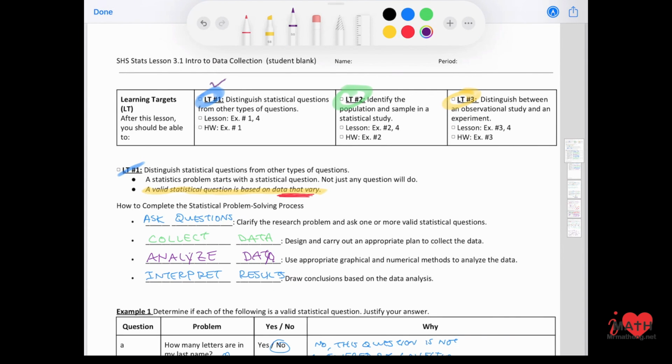Alright, so we did learning in collecting data. We talked about distinguishing statistical questions from other types of questions, right? We need something that varies. Number 2, identify the population and sample of the statistical study, so all versus some. And distinguish the observational study and the experiment, right? Is it just sitting there in the bowl, those little aliens in Toy Story, or the experiment where the claw comes and moves you around and does something to that.